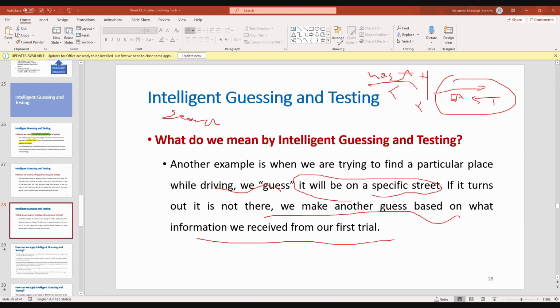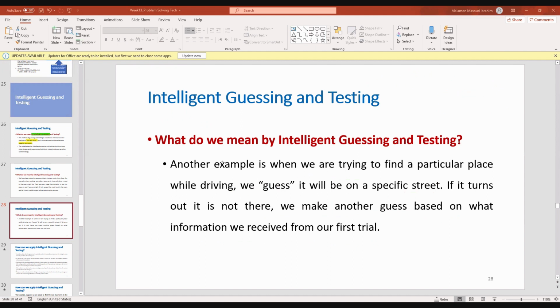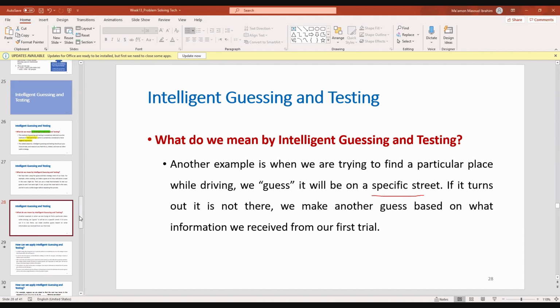Now here, searching for a specific street, and as I said before, cooking and so on. Now I will go to the next slide.